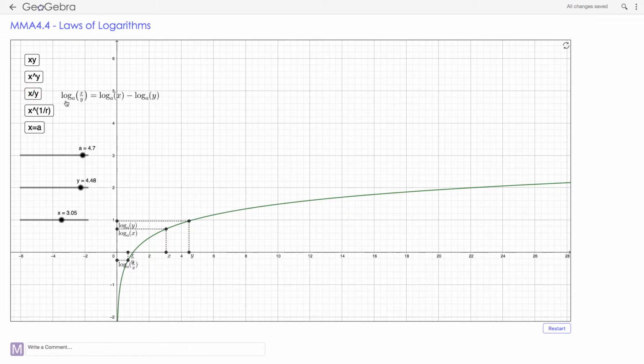Then there's log a of x over y, and it's just the opposite of this. Instead of multiplying, you divide. Instead of adding, you subtract.